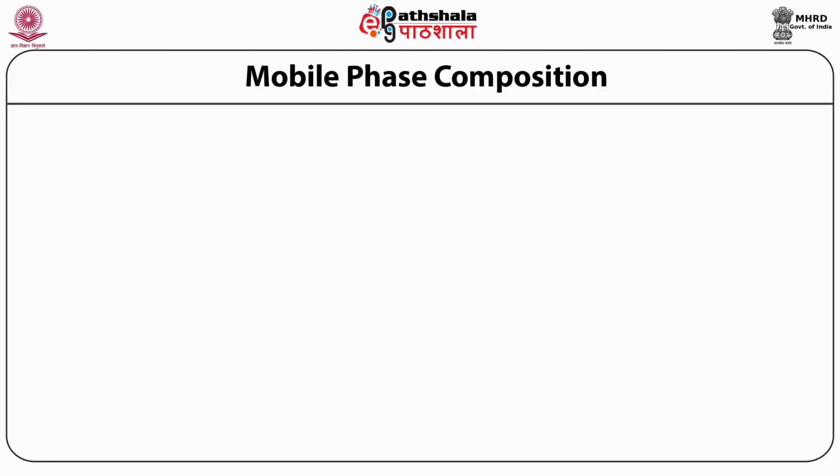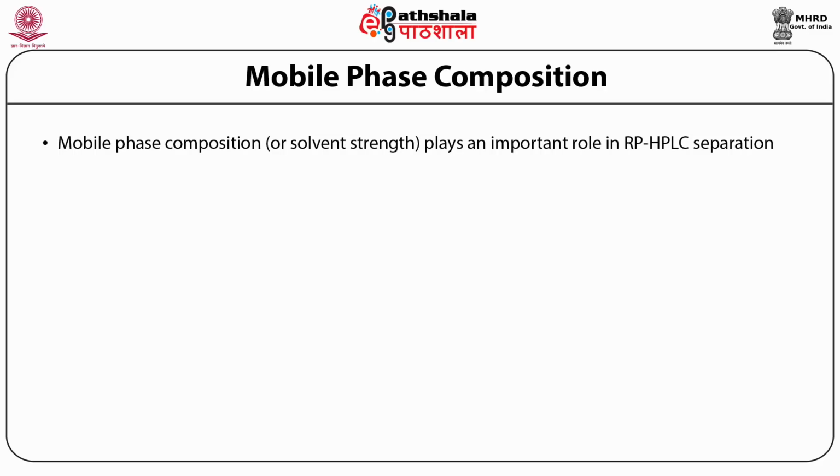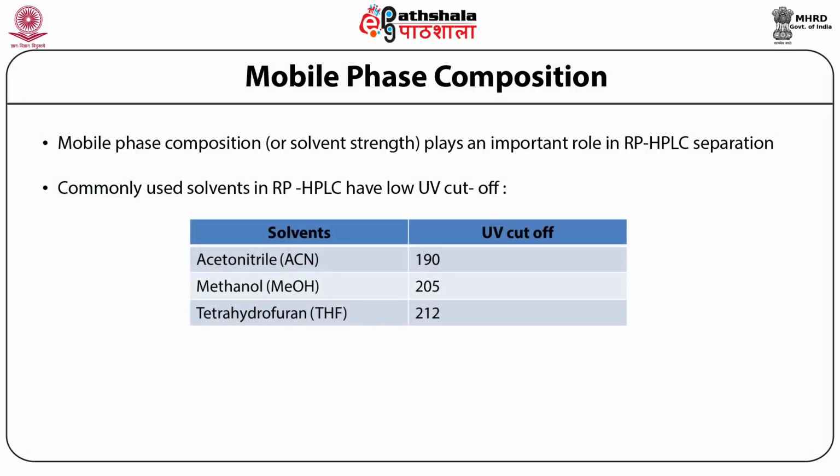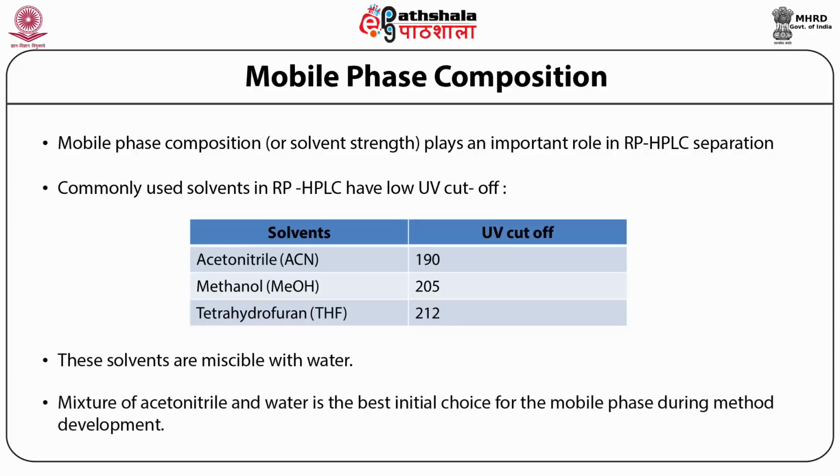Mobile phase composition. Mobile phase composition or solvent strength plays an important role in reverse phase HPLC separation. Acetonitrile, methanol and tetrahydrofuran are commonly used solvents in reverse phase HPLC, having low UV cutoff of 190, 200 and 212 nanometers respectively. These solvents are miscible with water. A mixture of acetonitrile and water is the best initial choice for the mobile phase selection during method development.